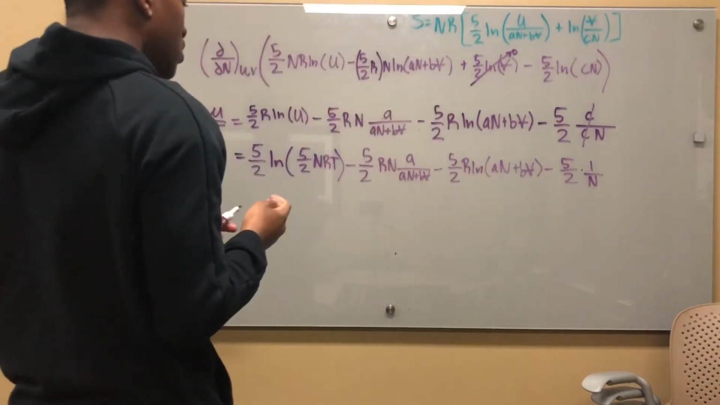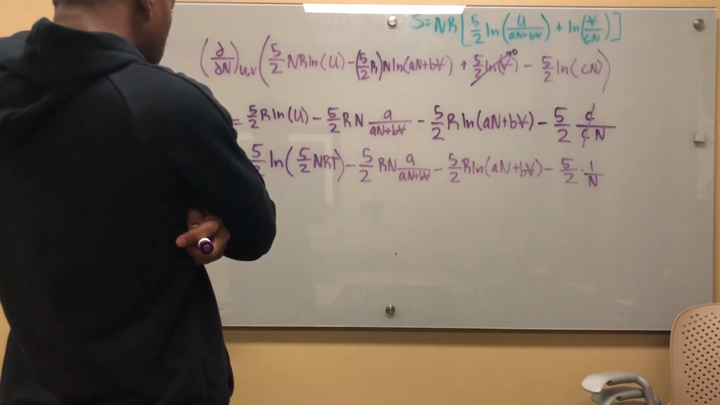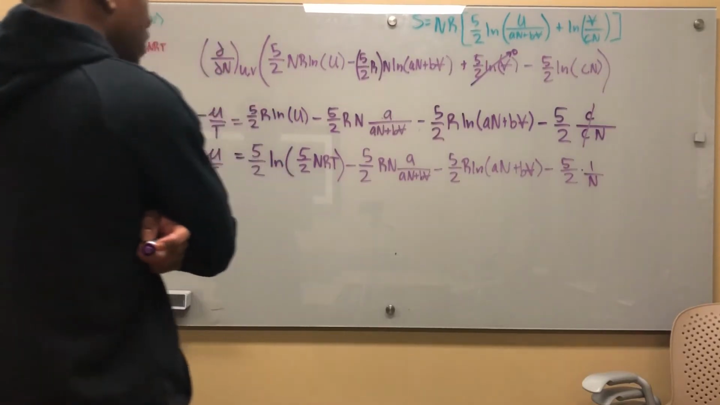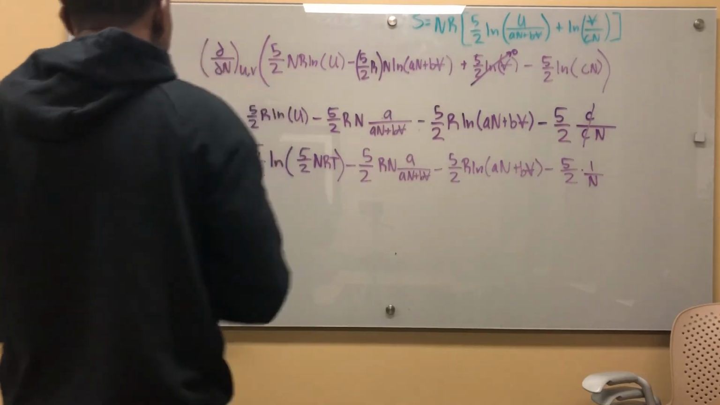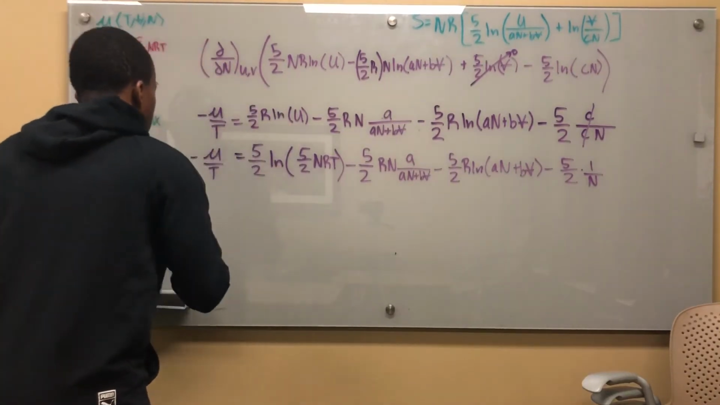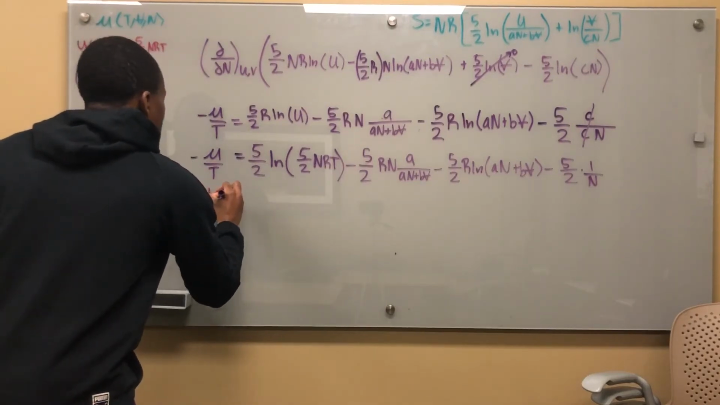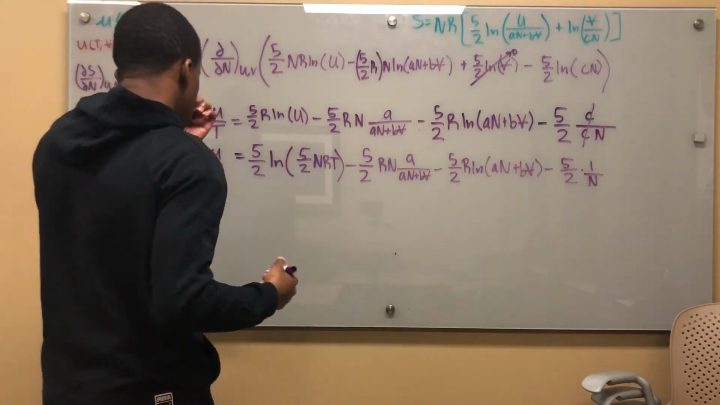Now, what else can I do? I'm trying to see if there's anything I can cancel out or anything that looks sort of funny. I don't think so. So I'm gonna go ahead and solve for my mu. If I'm to solve for mu, I would first multiply by T, and then multiply everything by -1. That whole thing multiplied by T, right?